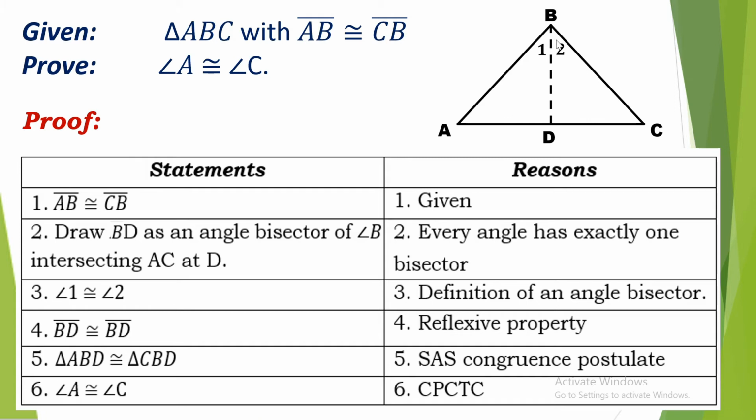CB is here, BD is here, so the included angle is angle 2. That means it's a pair of included angles. So we have the SAS congruence postulate. Now, since we had proven that those two triangles are congruent, then we can now say that angle A is congruent to angle C by CPCTC, or corresponding parts of congruent triangles are congruent.